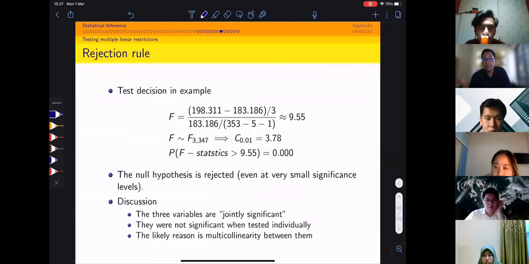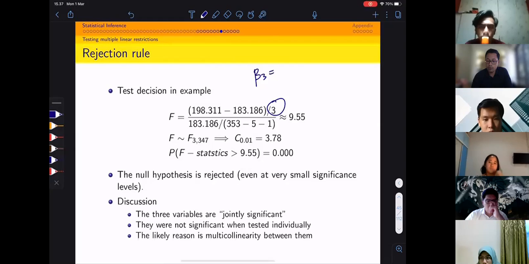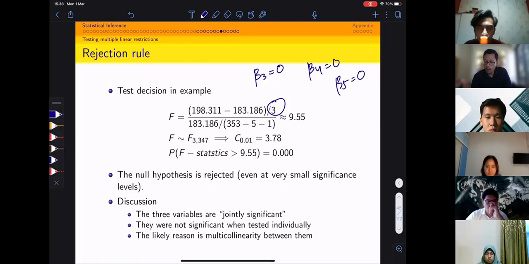Basically we're going to test the decisions. The key here is that the number of restrictions is 3. Beta 3 equal to 0 is one restriction, beta 4 equal to 0 is one restriction, and beta 5 equal to 0 is another restriction. So in total, we have 3 restrictions. We get a critical value of 3.78, and our F statistic is 9.55. What does it mean? It means that you reject the null hypothesis.